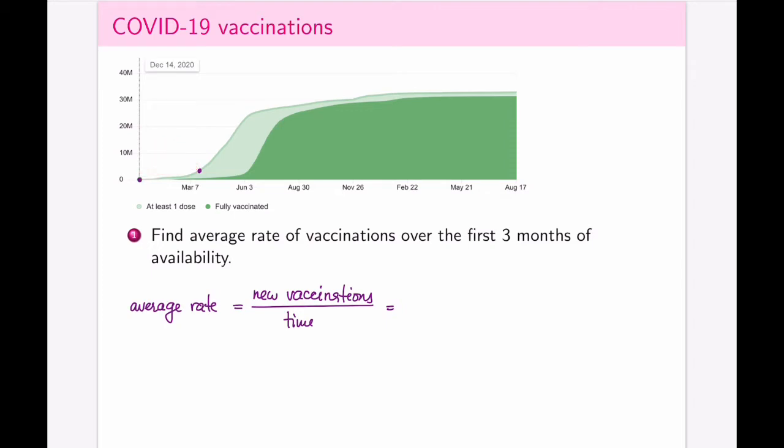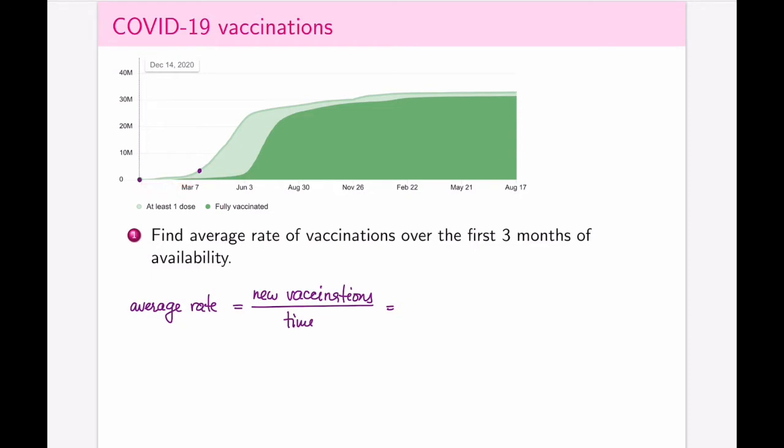Okay. So what does that mean for new vaccinations? I'm not interested in the number of total people vaccinated by March 14th. I'm wondering how many more people got vaccinated between December 14th and March 14th. So that means I have to take how many people have their vaccines on March 14th minus how many people had their vaccines on December 14th, because again, I'm only interested in the new cases, and divide by the actual total amount of time.